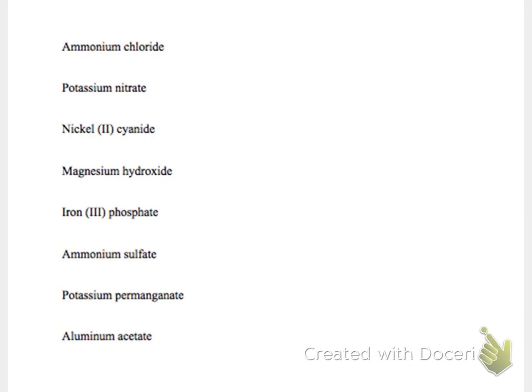So for practice, go through, use your chart, figure out what the ions are, figure out their charges, put them together, make a formula. Shut off the video, go through and try it yourself, and then turn it back on to check your answers.